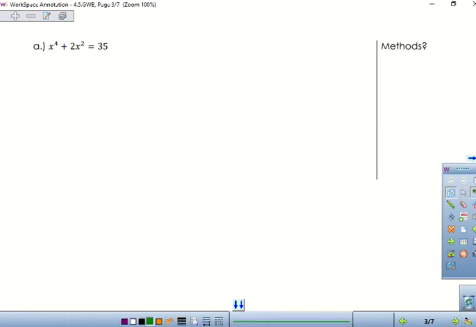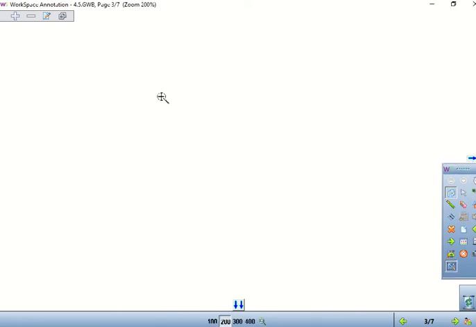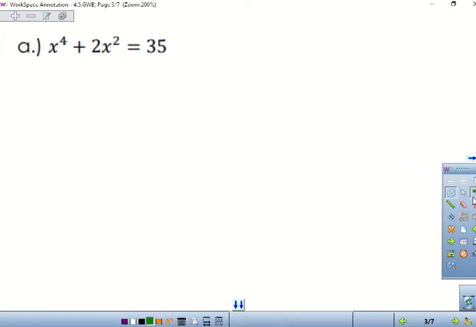Okay, so we're gonna go through and I'm gonna tell you why we picked the method we picked and what method we picked. Some of these will have multiple options of methods that we could choose. So for the very first one, this one here, I see that I have an x to the fourth, I have an x squared, and then I have a constant. So this one here, anytime you have x to the fourth, pretty much you know you're going to get everything to one side of the equation.